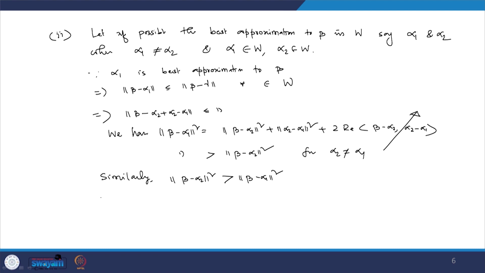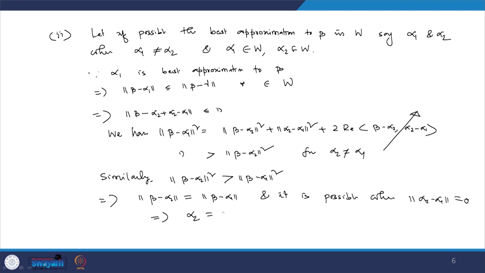So, this implies that norm of beta minus alpha 2 will be equal to norm of beta minus alpha 1, and it is possible when norm of alpha 2 minus alpha 1 equals 0. So, this implies alpha 2 equals alpha 1.